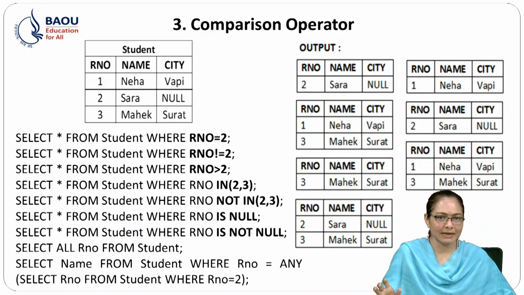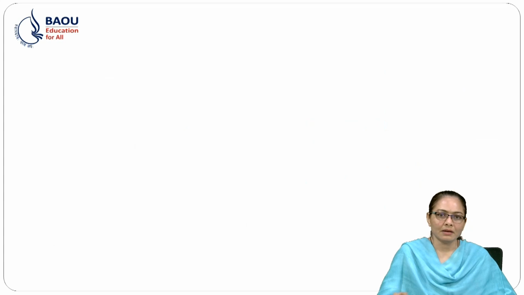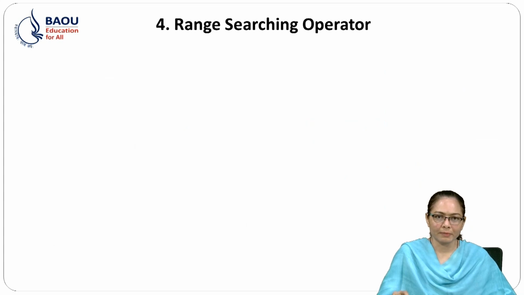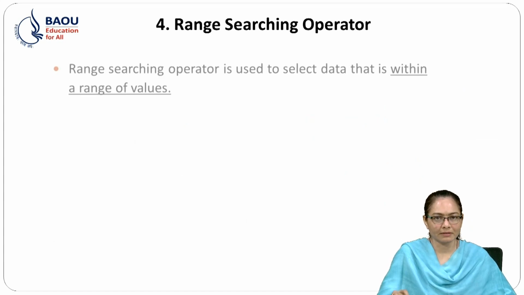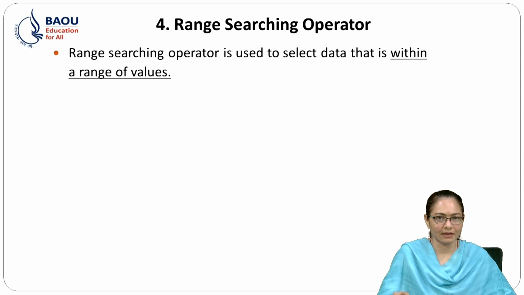For example, select name from student where exists (select roll number from student where roll number is equal to 2). The bracket is over. Now we will start with the range searching operators. Range searching operators are used to select the data that is within a range of values.